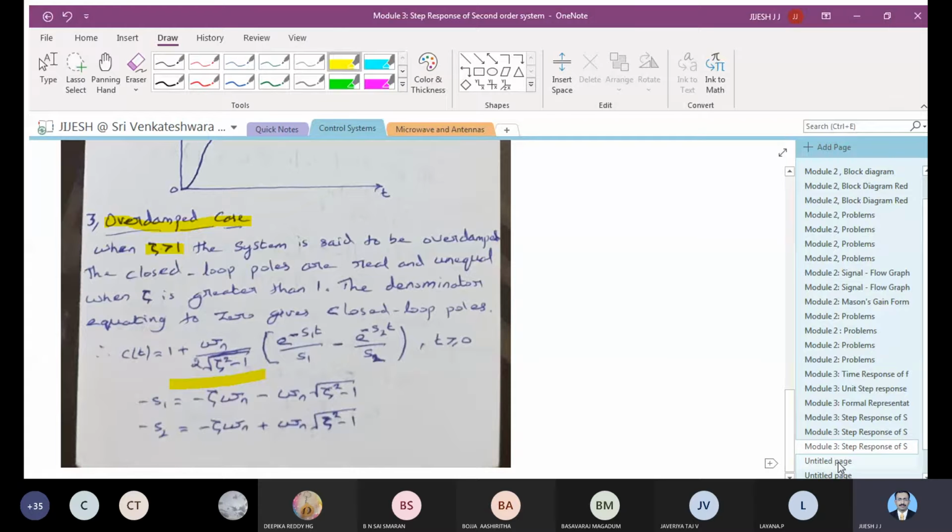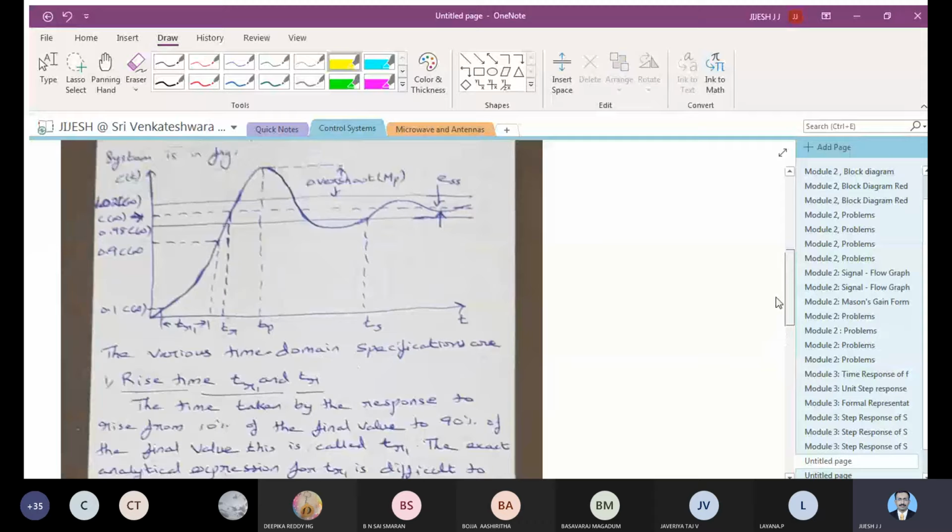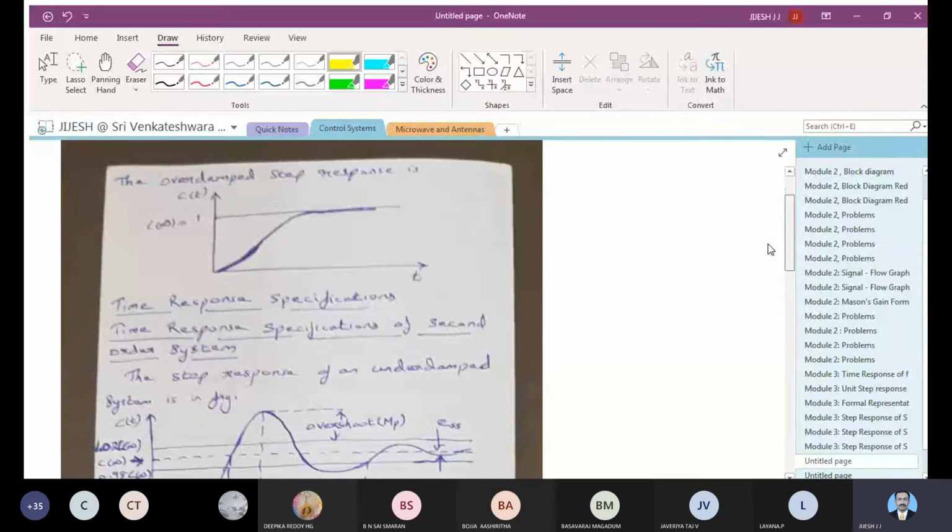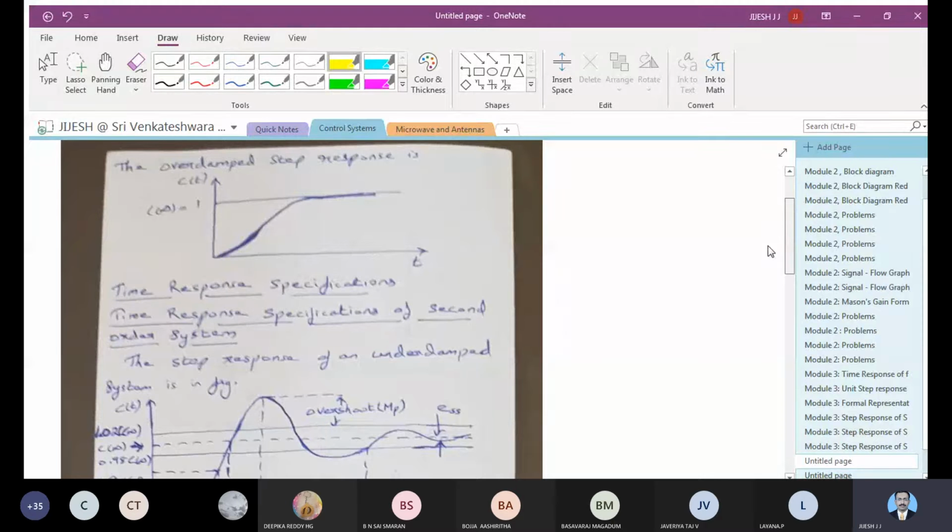So these are the equations we get for the overdamped case, where zeta is greater than 1, and we get the equation C of t here. This is the response we are going to get. C of infinity will be equal to 1, and the response goes slightly deeper, and then goes further on to be constant. That is what you will get when the system is overdamped, the step response.